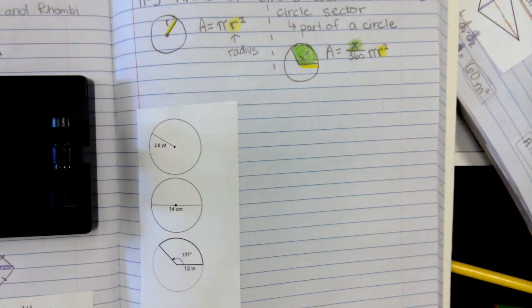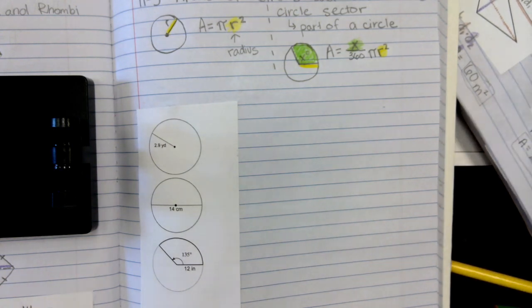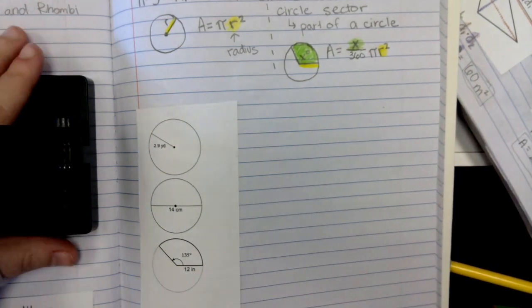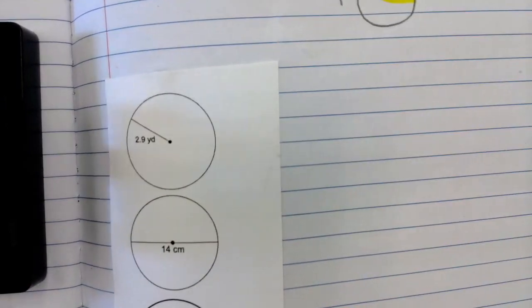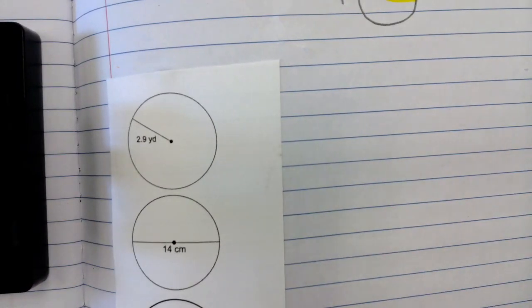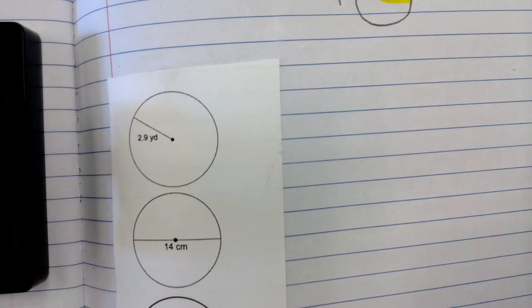Alright, about 15 more seconds, get that glued in. And we're going to start on this first one. Alright, here we go. So for this first one, I'm going to just write my formula again because it's just nice to know what I do. What do I need? I have area equals pi r squared. So I need to figure out what is my r. That's the only thing that I need to find, my radius.